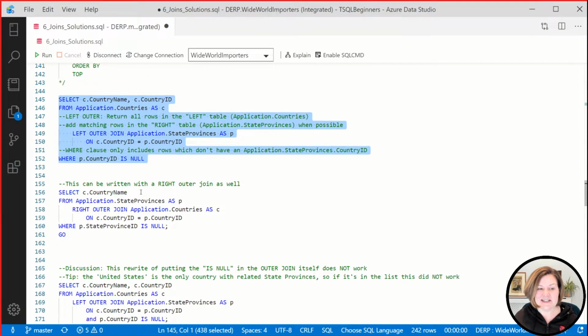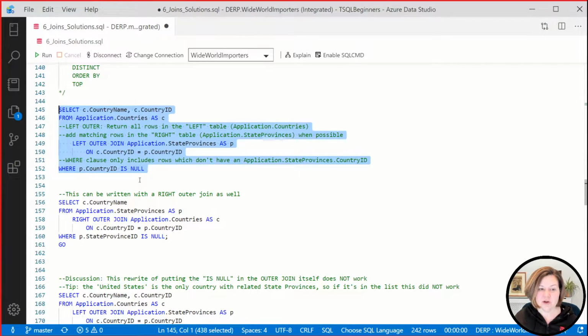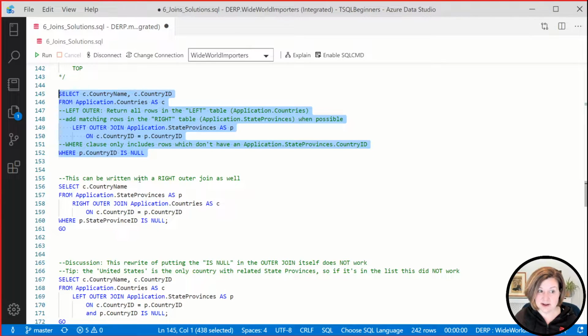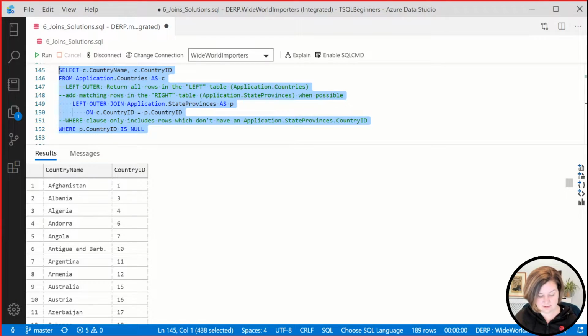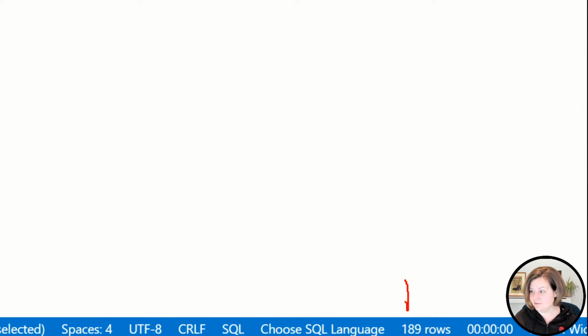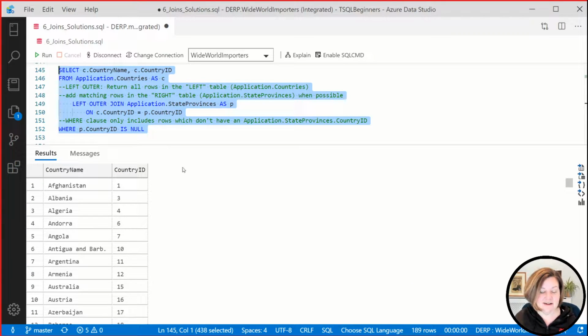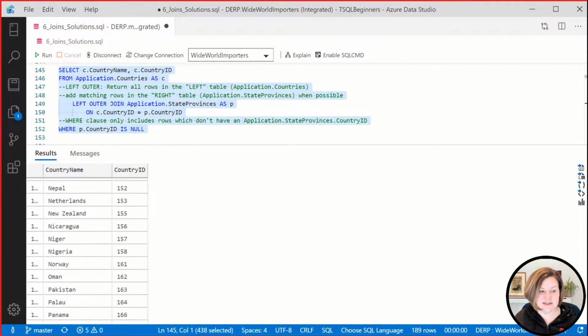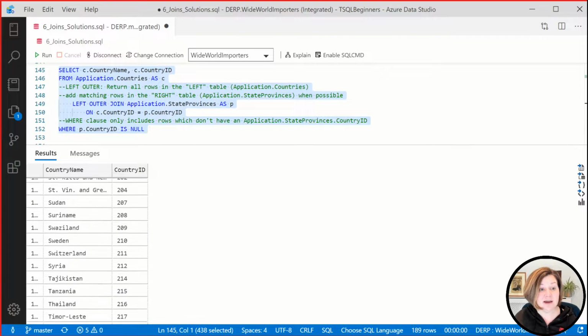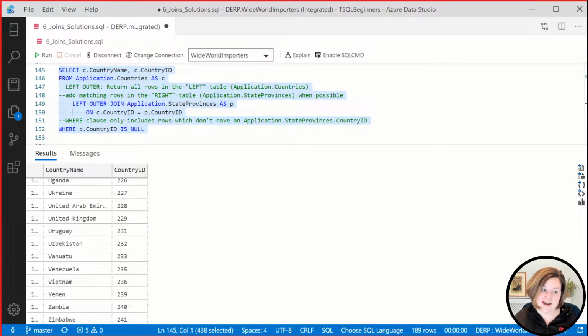Let's look at this query. So we want all of the countries that don't have a state province ID. Let's just run this, take a look at this. We get 189 rows back there. And just to scroll down and see, we should not see United States in this list. Now, I don't have an order by in here, so order is not guaranteed, but it happens to basically be in alphabetical order. There is no United States in here. Right, and we would have 190 if we did.